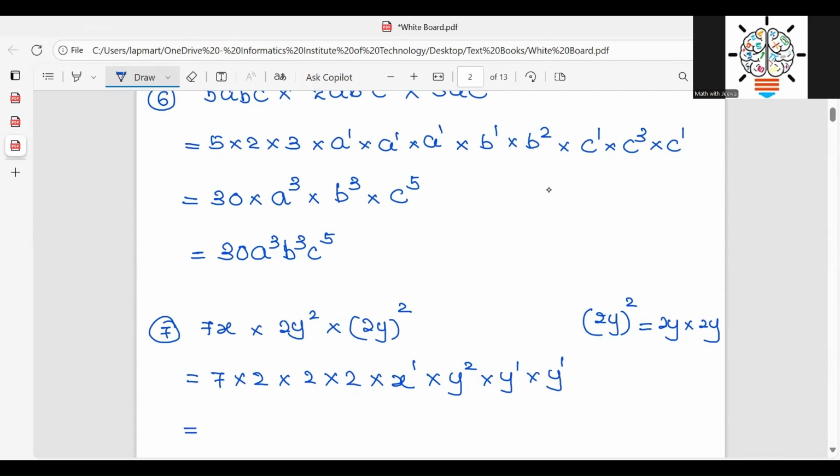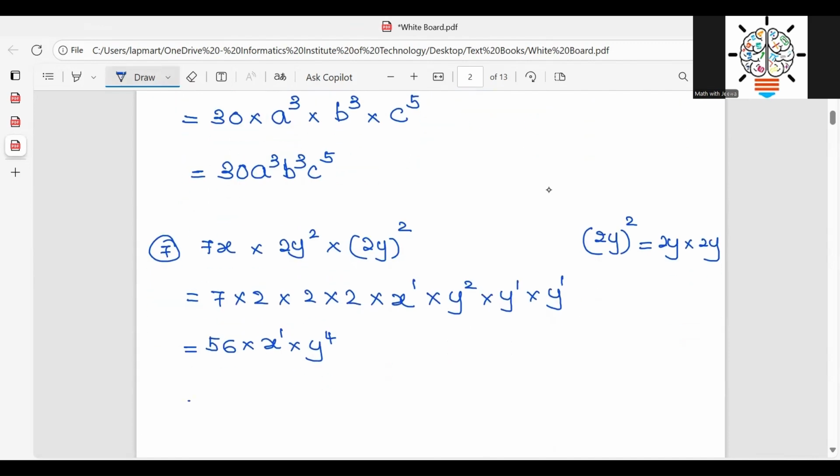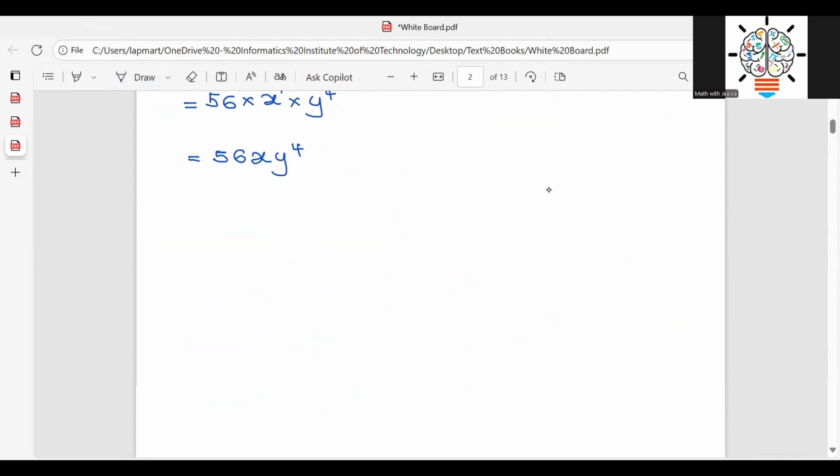7 times 2, 14. 14 times 2, 28. 28 times 2, 56. So then I write 56, x to the power of 1 and y to the power of 4. Normally when we conclude the final answer, we don't write x to the power of 1. This is how we want to write it. Right? So then we will move to question number 8.